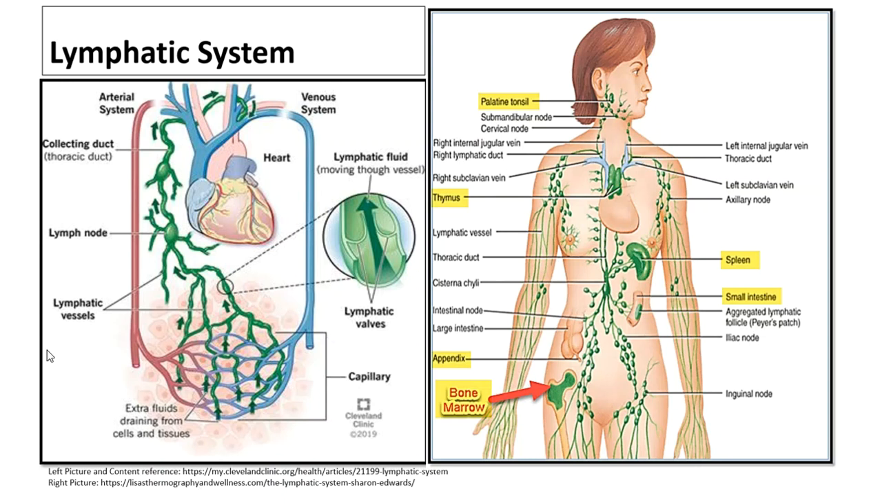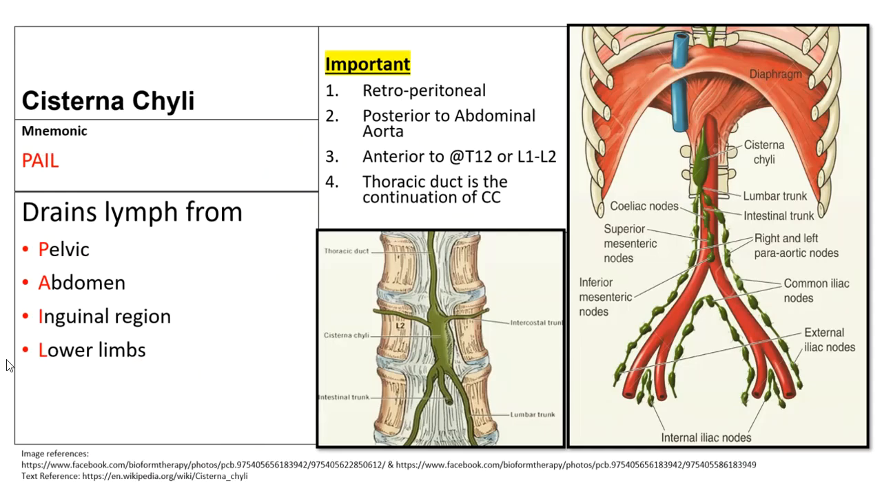Another important thing you need to remember is the cancers associated with the lymphatic system, for example, Hodgkin lymphoma and non-Hodgkin lymphomas. In the next few slides, I will discuss the right lymphatic duct, the thoracic duct, and the cisterna chyli, which are part of the lymphatic system. So let me start with cisterna chyli.